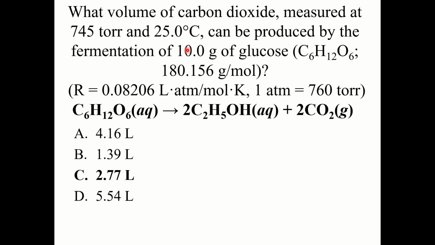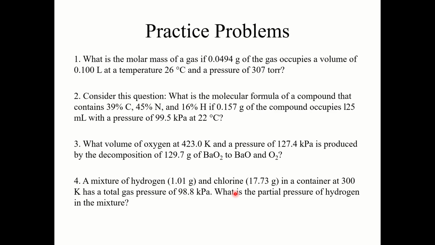So you would convert from grams glucose to moles glucose, then from moles glucose to moles CO2, and finally you would use moles CO2, the ideal gas constant, 745 torr converted to atmospheres, and 25 degrees Celsius converted to Kelvin, plug all that into the ideal gas law and solve for V, and you should get 2.77 liters.